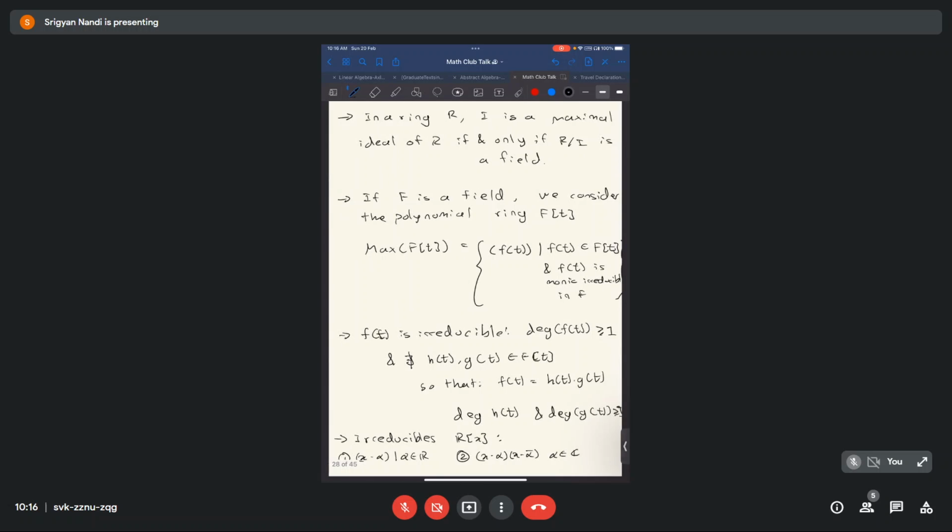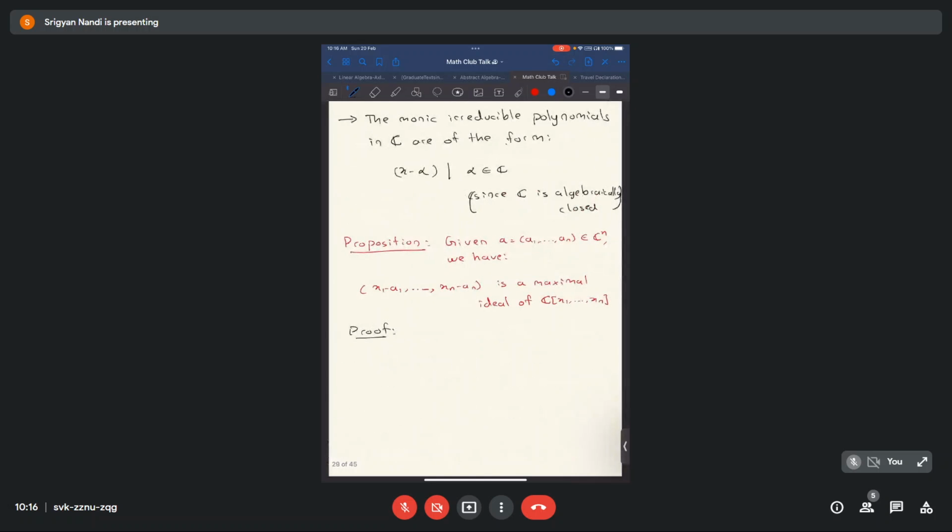And the second case that we consider is precisely the irreducibles in the complex numbers. And as we know from the fundamental theorem of algebra, every polynomial in the complex field can be split into unique linear factors. So that will imply that the only irreducible polynomials over C are of the form x minus alpha, i.e., the linear polynomial, where alpha belongs to C, some complex number.